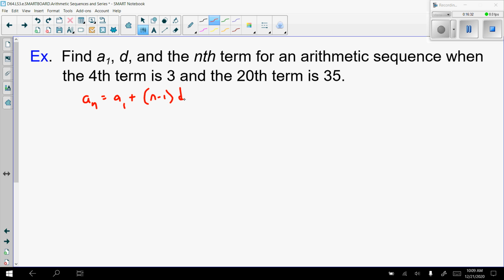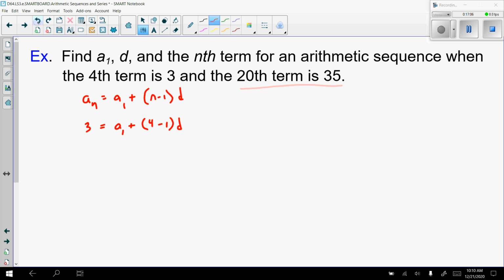I will fill in the values now for when the fourth term is 3. So that means if the fourth term is 3, then that would have to be the 3. I don't know how many terms there are. I do not know what the first term is. I also know that the n value would have to be 4 because there's 4 terms, minus 1 times the letter d.